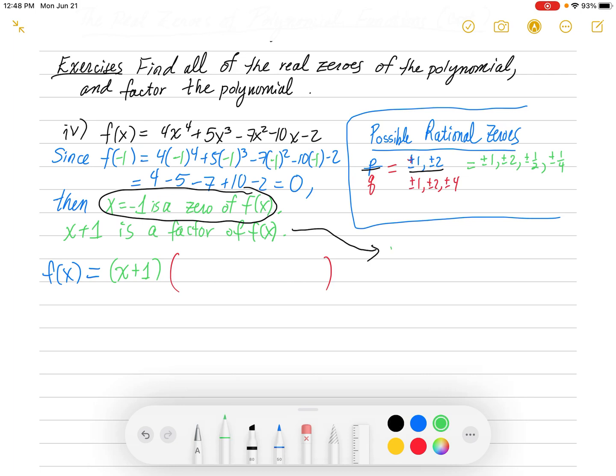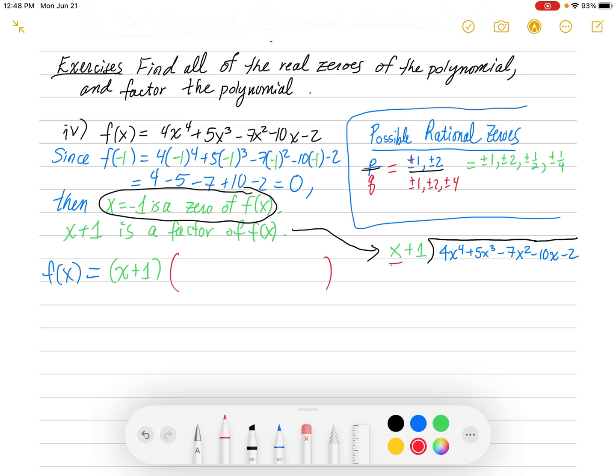Okay. So I'm going to take this factor here of x plus 1, and we're going to divide that into our polynomial, which is 4x to the fourth power plus 5x cubed minus 7x squared minus 10x minus 2. And we're going to do this using long division. So x plus 1 is our factor, also called your divisor, and we're dividing that into the polynomial, which is going to be our dividend, and we're going to try to come up with a quotient up top.